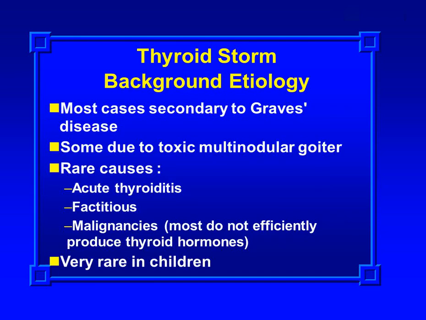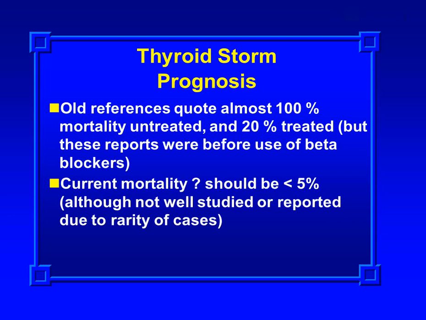Thyroid storm background etiology. Most cases secondary to Graves' disease. Some due to toxic multinodular goiter. Rare causes: acute thyroiditis, factitious. Malignancies, most do not efficiently produce thyroid hormones. Very rare in children.